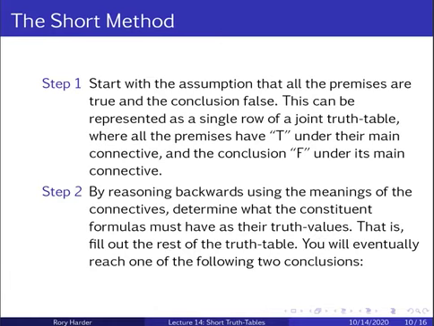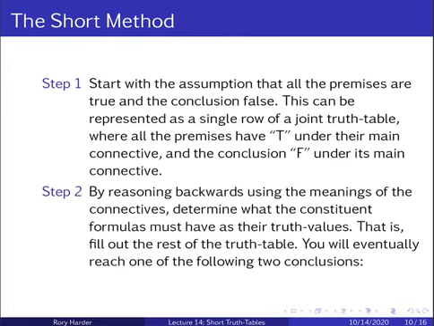So the first step of this method is that you start with the assumption that all of the premises are true and the conclusion is false. This can be represented as a single row of a joint truth table where all the premises have T under their main connective and the conclusion has an F under its main connective. Then, by reasoning backwards using the meanings of the connectives, you can determine what the constituent formulas must have as their truth values.